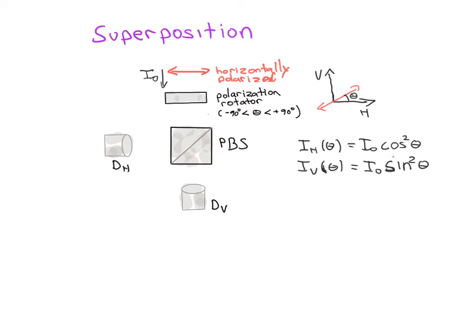And what we find is, this is sort of known as the law of Malus, that the intensity on the horizontal channel will be proportional to the square of the cosine of this angle theta, and the intensity on the vertical channel will be proportional to the square of the sine of the angle theta. And notice that the total intensity, if you add up I_H and I_V, you get just I naught. So that's a very classical view of what would happen in this situation.